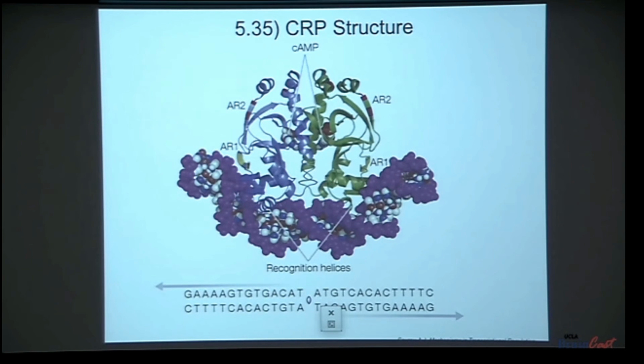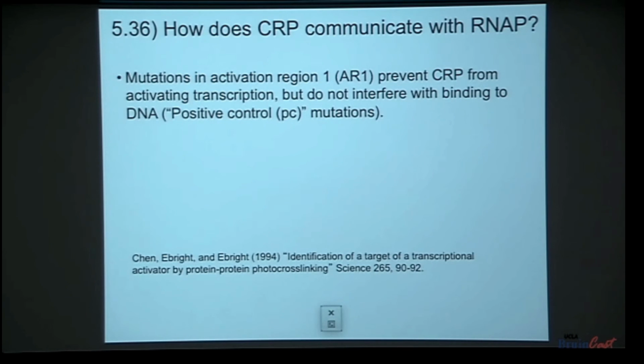Okay, and these were defined by a genetic analysis. So if you heavily mutagenize CRP and look for mutations that prevent activation without preventing binding to DNA, we call those mutations positive control mutations. They don't block DNA binding, but they nonetheless block the ability of CRP to activate transcription, so we call those positive control mutations, or PC mutations. Okay. So mutations in activating region 1 prevent CRP from activating transcription, but they don't interfere with binding to DNA. In other words, they fit the definition of a positive control mutation.